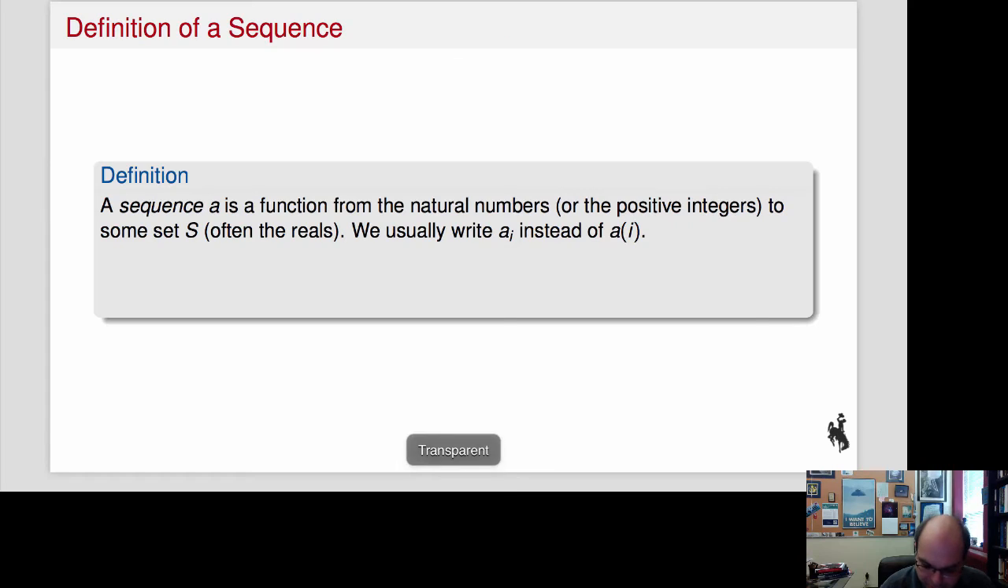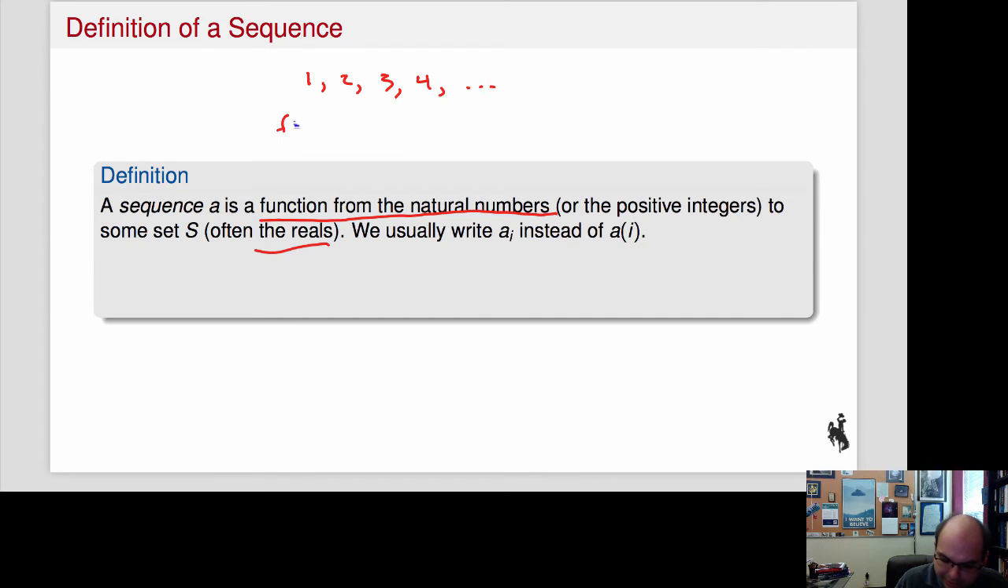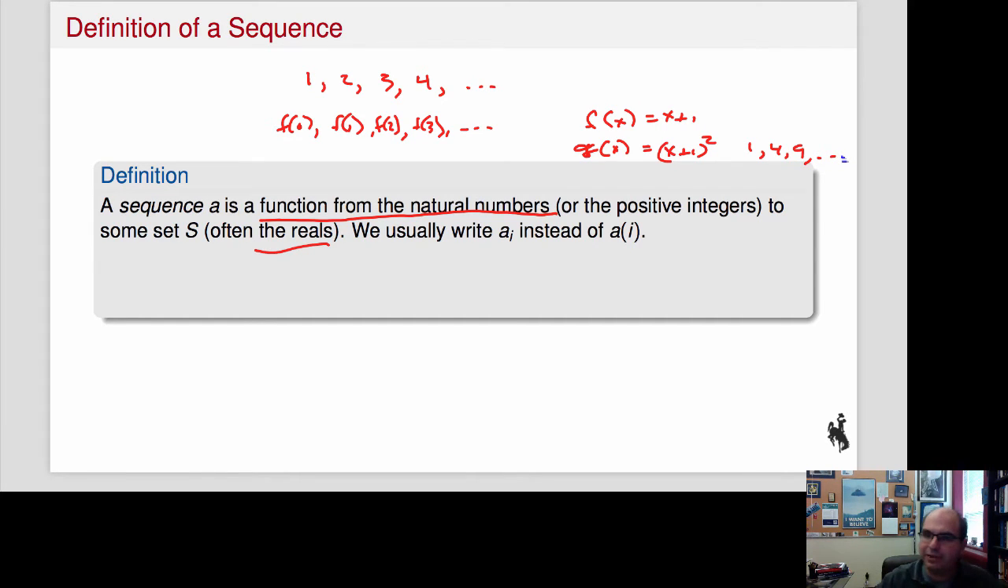Now, let's take a look a little bit more formally or mathematically at what we mean by a sequence. The way we're going to define it is that it's a function from the natural numbers to the reals, okay? Or some other set. It's the same definition. So, for example, let's say I think of 1, 2, 3, 4, and so on. Well, that's f of 0, f of 1, f of 2, f of 3, and so on, right? And here f of x is equal to x plus 1. That's the function that we're using. Some other function, let's say g of x, could be x plus 1 squared, and then we get 1, 4, 9, and so on. Okay, so yeah, we can actually think of a sequence as a function.